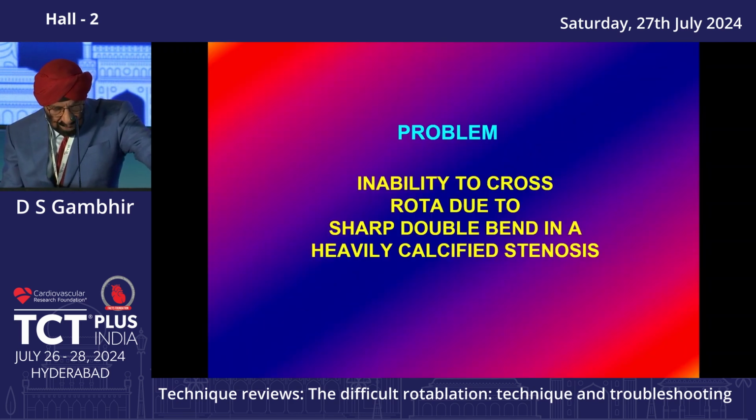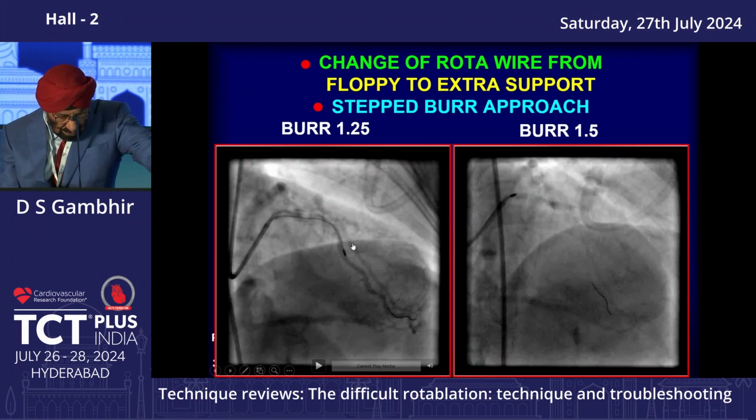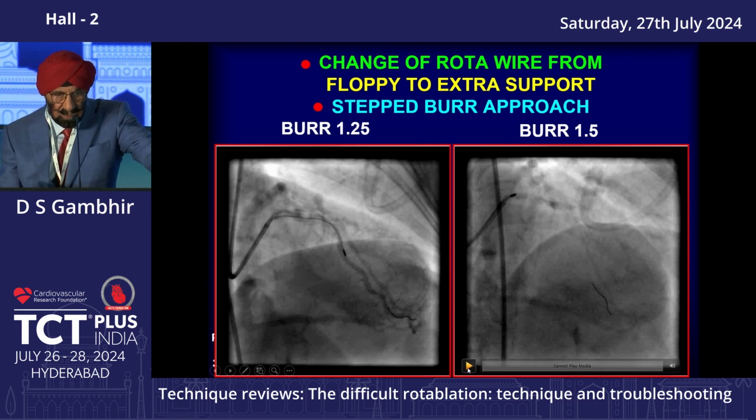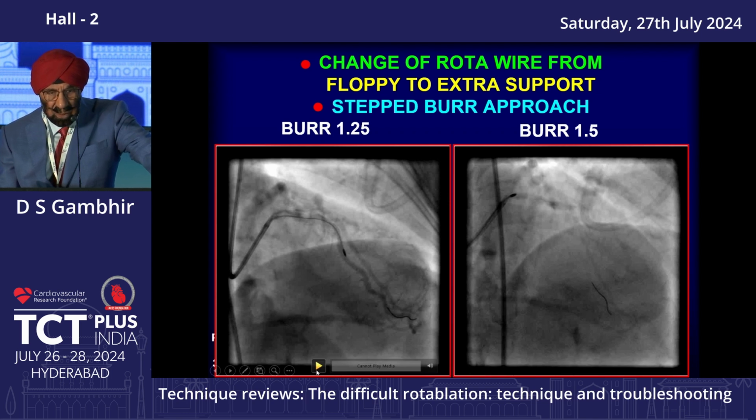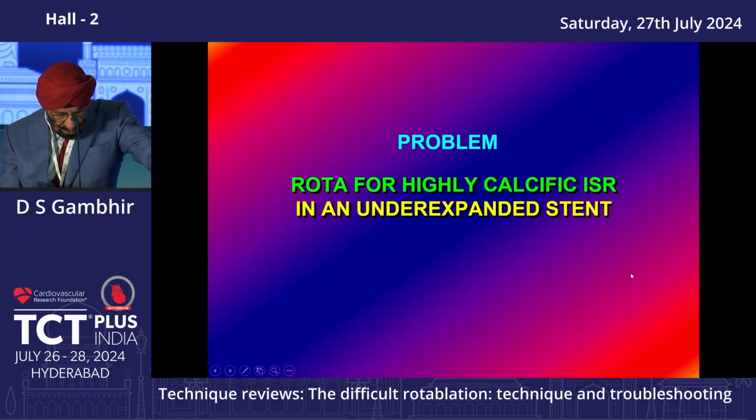Now, this is a sharp angle which I showed you just now in my previous slide. Yeah. So here what we did was that there was a double bend in the vessel. So what we did was we changed the rota wire to an extra support wire. Now sometimes the extra support wire tends to decrease the angulation, or makes the bends a little smoother, and it allows the rota burr, small size and then bigger size. So this is what we had to do.